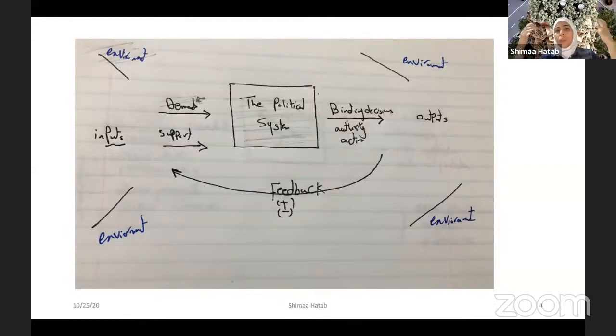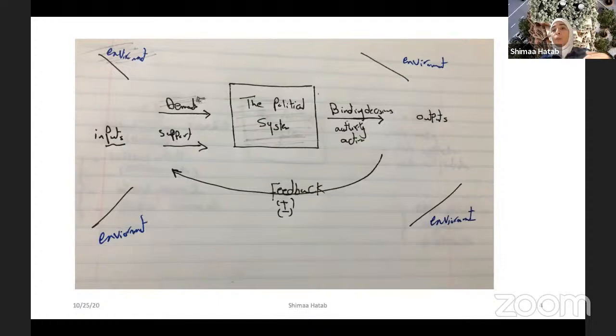And this environment, the economic, cultural and social environment, would help in articulating more demands. And then the political system would absorb these demands in order to transform or translate them into binding decisions or authoritative allocation of resources or values. And then from these outputs, there is a kind of feedback, either positive or negative.